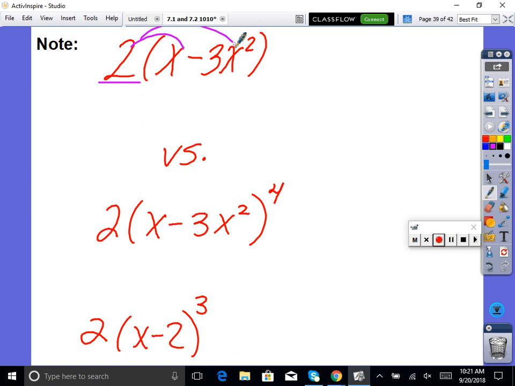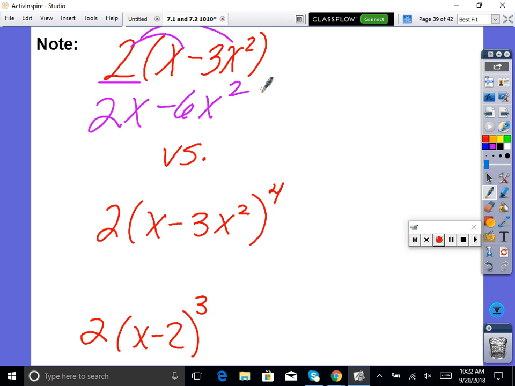Look at the problem. Yes, we can. Look at the problem. What is telling us that we can't do it? Nothing. So that would be 2x minus 6x squared. Isn't that okay? Yes, that's fine.